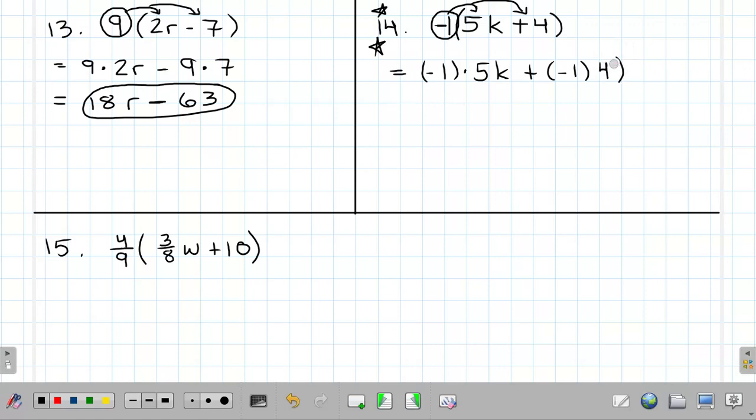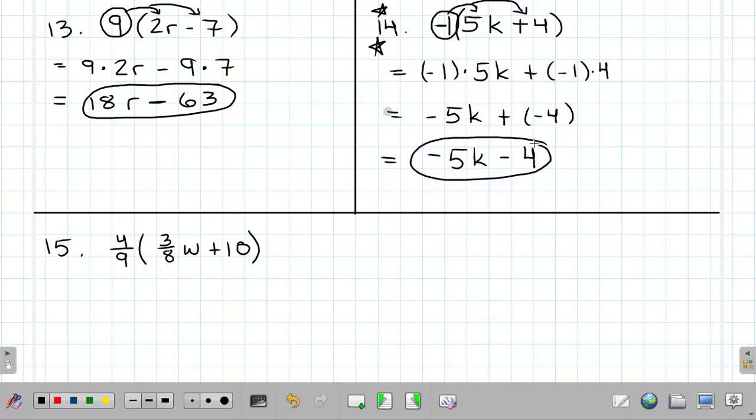So what we end up with here is a negative 5k plus a negative 4. Which, once again, if you figured out the shortcut, that just makes this negative 5k minus 4. Because like I said, it goes in and makes everything negative. So in this case, it makes the 5 negative. Technically, it makes the 4 negative, but once again, we're adding a negative 4. It's the same thing as subtracting a positive 4.